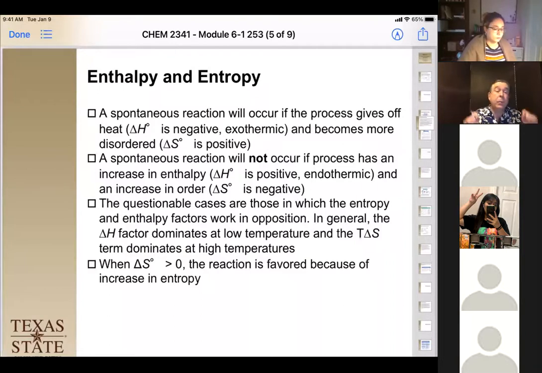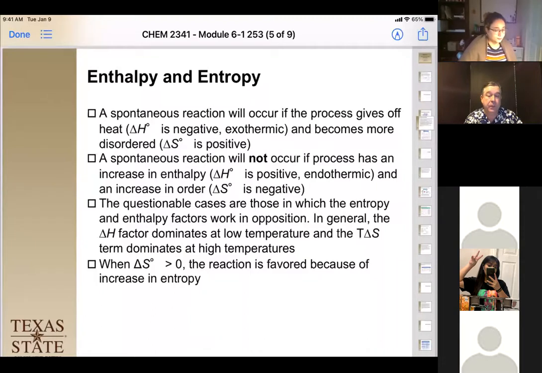A spontaneous reaction will not occur if the process increases the enthalpy, i.e. you have to put heat into the system to make it go to that new product, or you decrease the amount of entropy. You go from 5 things to 1 thing. There has to be a driving force for that. If you're adding heat and changing entropy at the same time, and they are both increasing, the reaction will not occur spontaneously. You have to use some other way to do it.